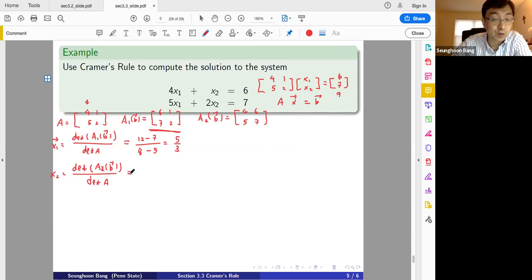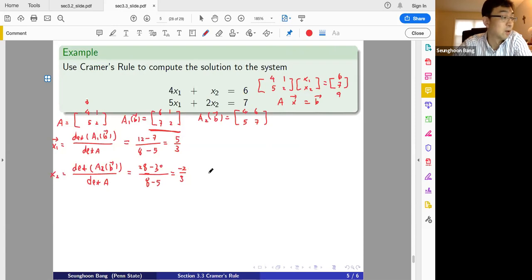For x2, the determinant of A2B here is 4 times 7, 28, minus 5 times 6, which is 30, over the determinant of A, which is 4 times 2, so 8, minus 1 times 5, 5. The denominator is the same as this one. So we have negative 2/3.